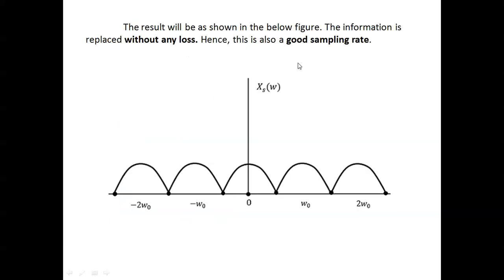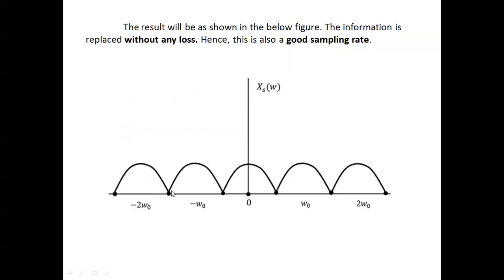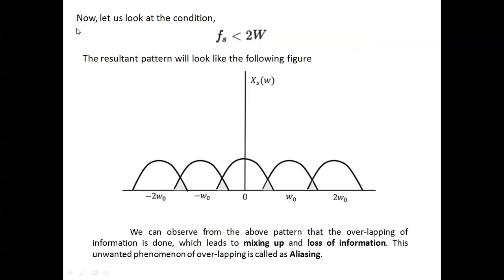Here it is a good sampling rate without loss. Next, the sampling frequency is equal to twice the highest frequency. Previously it was greater than twice the highest frequency. If it is equal, the information will look like this, and here also there is no loss, so no problem. But in this condition, the sampling frequency is less than twice the highest frequency. Then we have an intersection between the information, so automatically information gets lost. This is called aliasing or overlapping.